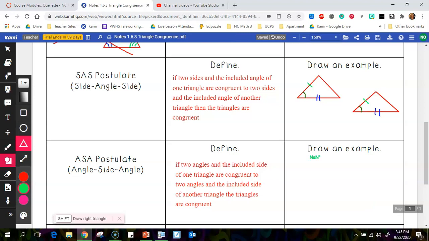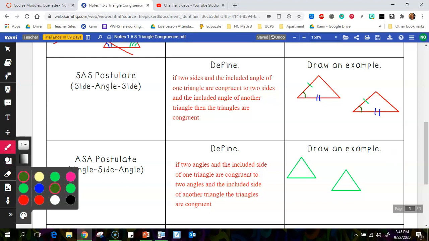All right, draw two triangles. Close. Okay. Angle, side, angle. I did it again. Keep forgetting. Congruent angles. Okay. Congruent sides. And these two are congruent. Angle, side, angle. These two triangles are congruent.